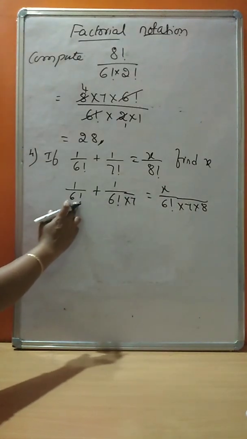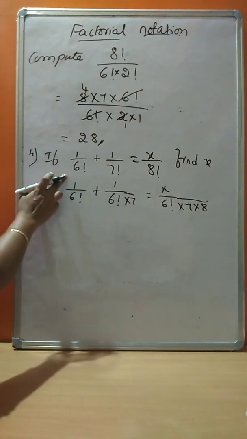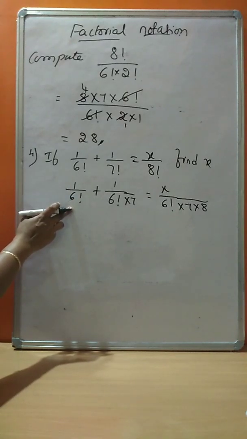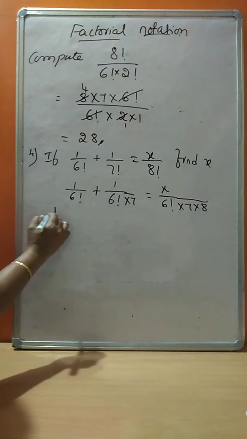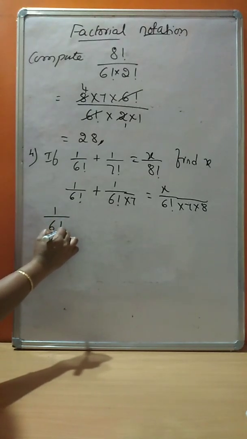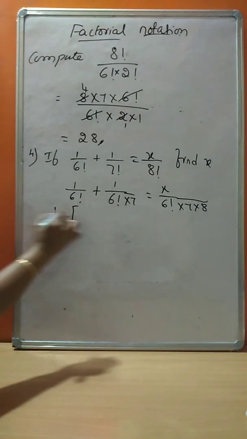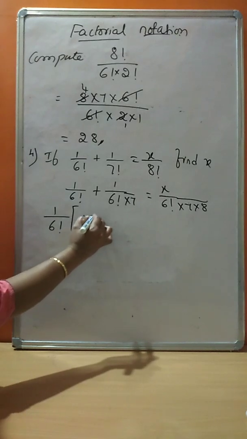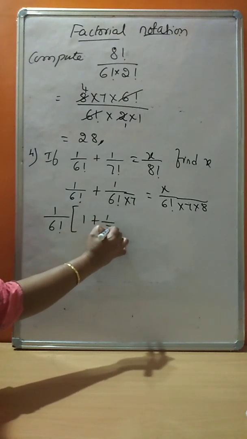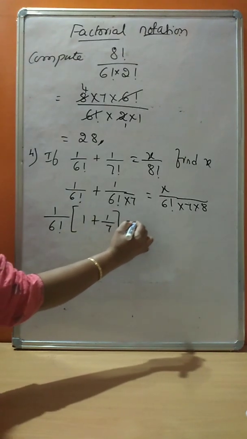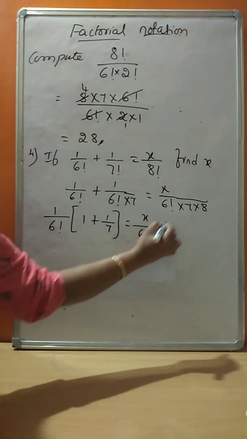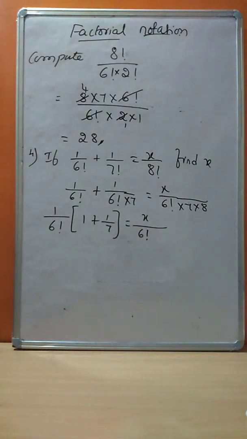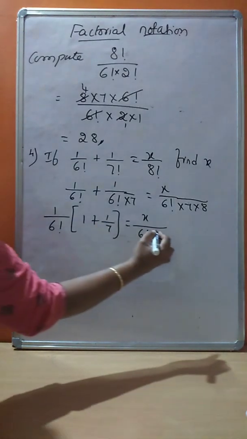Among them, which one is common? See, here is also 1 by 6 factorial, here is also 1 by 6 factorial. Can we take it outside? 1 divided by 6 factorial. Can we take it? So what will be the remainder? 1 plus 1 by 7 is equal to x divided by 6 factorial into 7 into 8, 56.